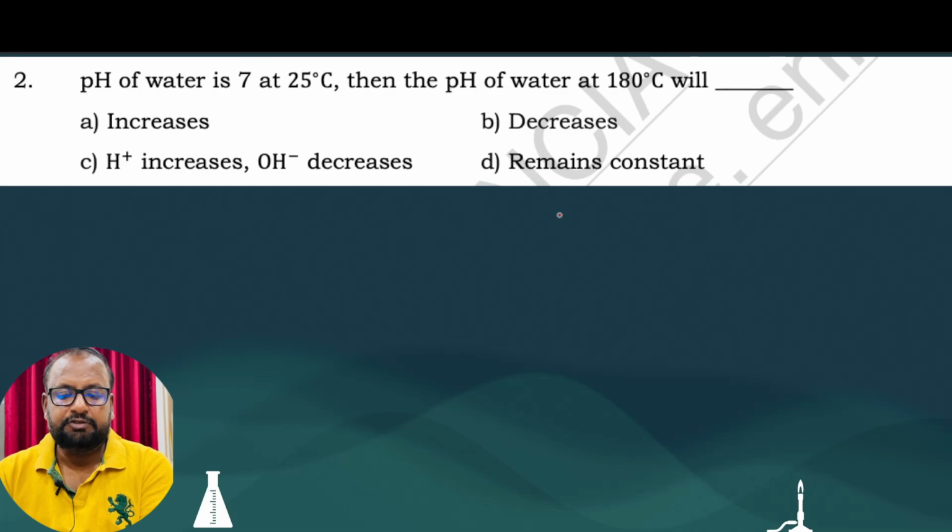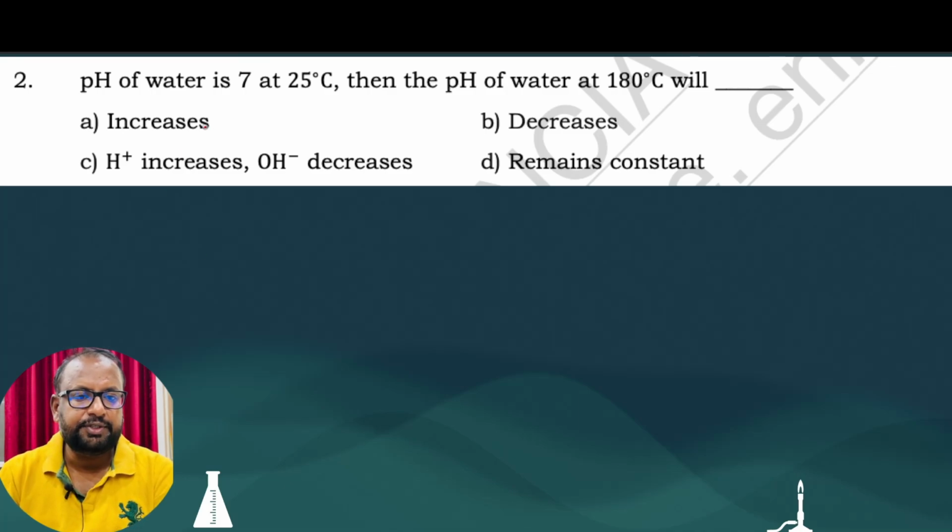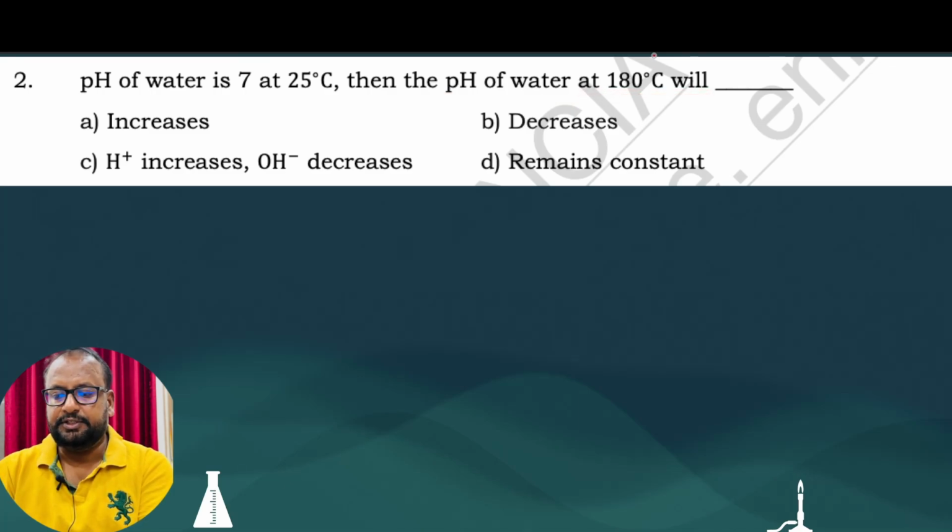We'll move to the second question. Question number 2 is pH of water at 7 at 25 degrees C. Then the pH of the water if temperature is raised to 180 degree Celsius.